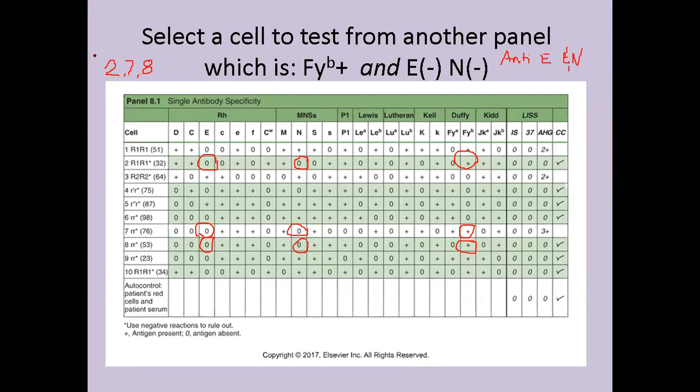On the other hand, if cells 2, 7, and 8 come up positive, then it looks like they have a third antibody, anti-Duffy B as well. And this Duffy B would be important for transfusion because it reacts at AHG phase. So we would have to provide Duffy B antigen negative donor cells if that were the case.